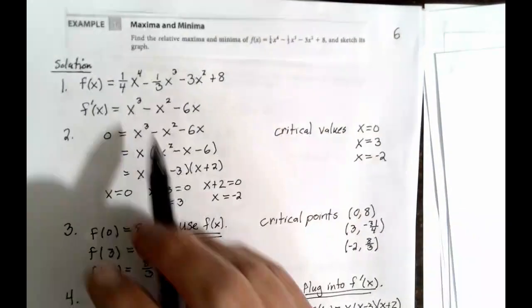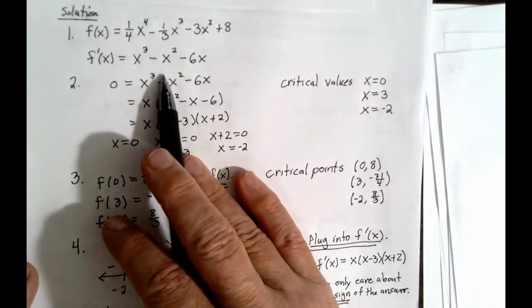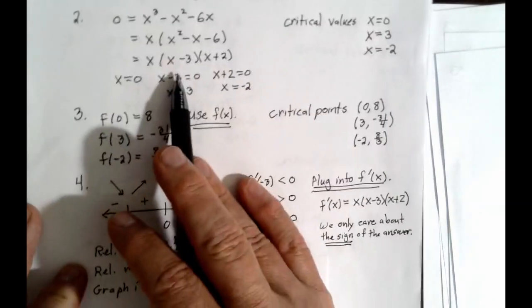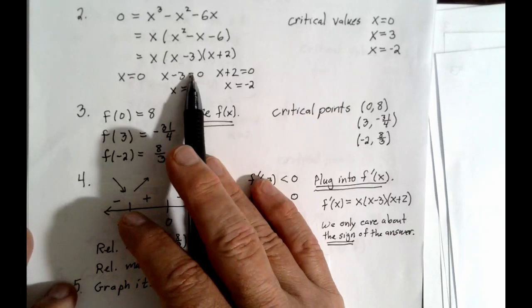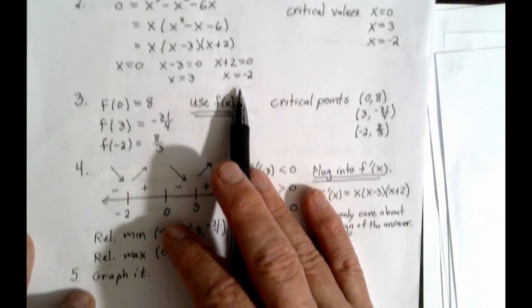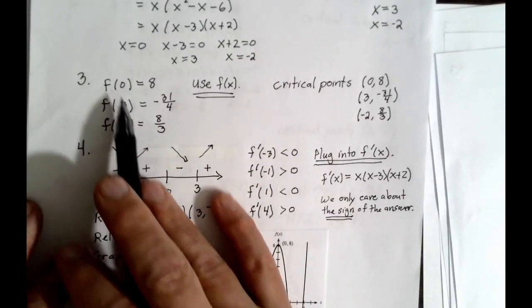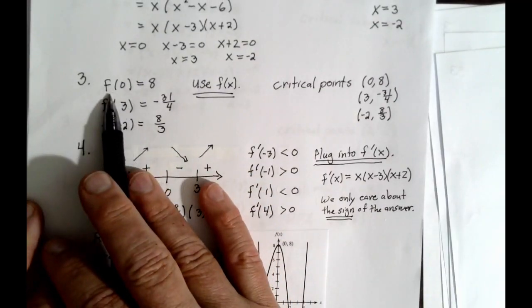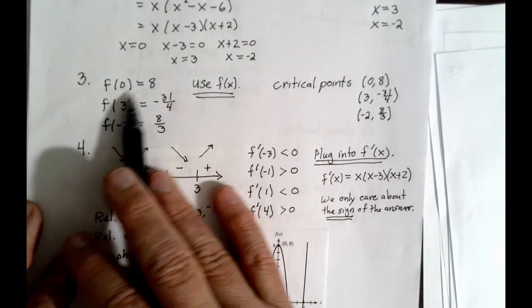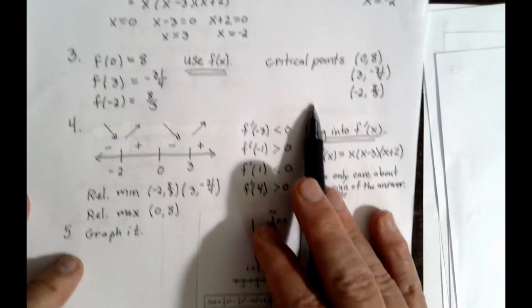Example 1 asks you to do all 5 steps. So you take the original function and you take its derivative, set it equal to 0, factor it if you can, typically you can, and you'll get different values. And here are your 3 critical values. Now you want to find the y coordinate for those critical values, so you plug into the original function. Use f of x here, and you get your y coordinate. Now you've got 3 critical points.